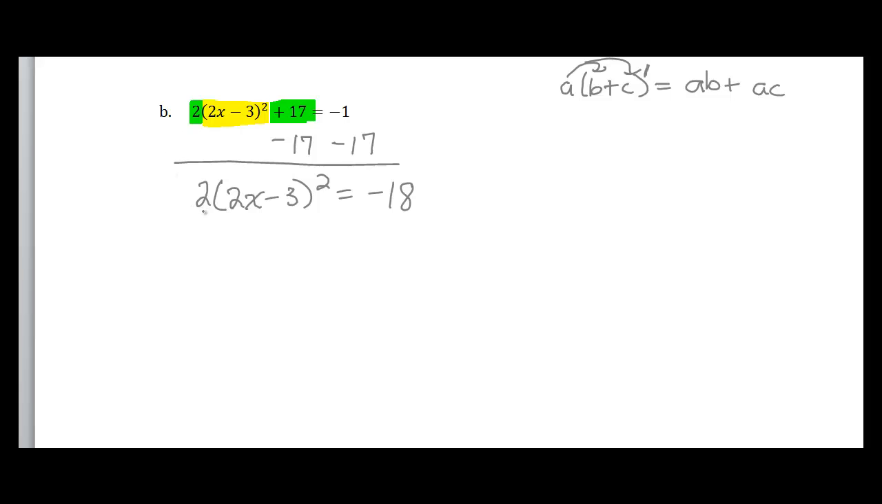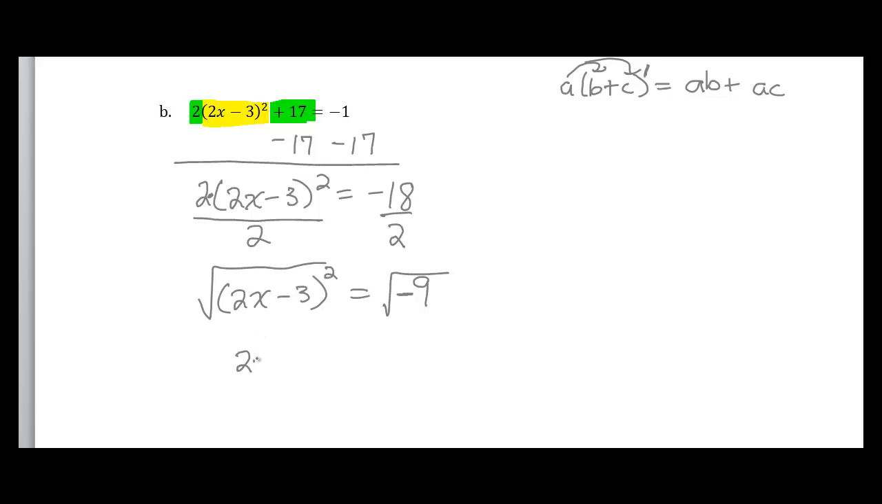All right, so I have this 2 sitting out here. Since that's a multiplication between the 2 and that set of parentheses with that squared term, I'm going to divide both sides by 2. And this allows me to get rid of that 2 that's multiplied on the outside. And therefore, we have an isolated square term. Once it's isolated, we can take the square root of both sides.